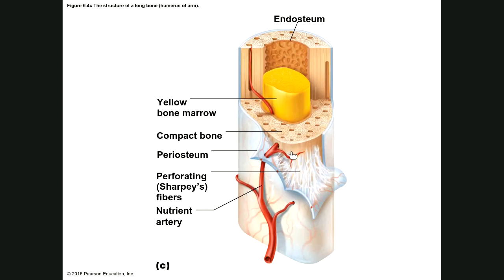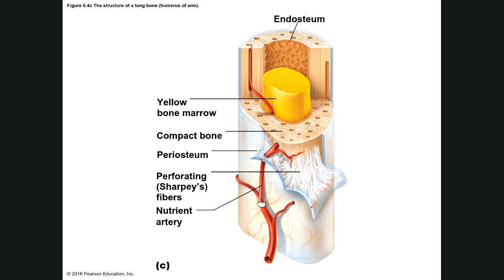Here is a picture of this. We've got our bone, and then on the very outside, we have our periosteum. Notice you can see these little fibers here. These are really strong collagen fibers that hold or attach the periosteum to the bone outside here. We just call those Sharpey's fibers.